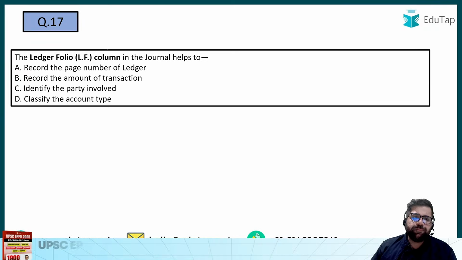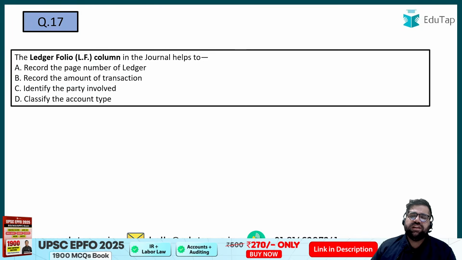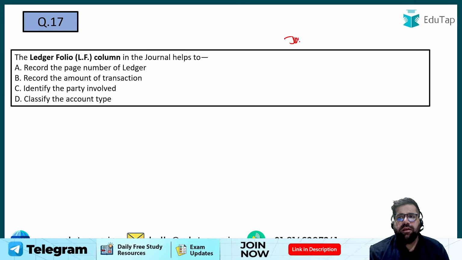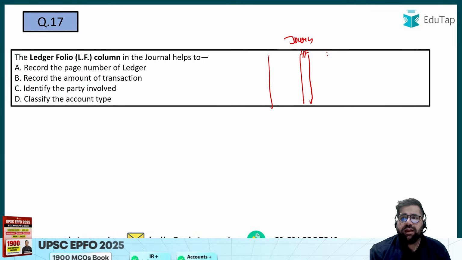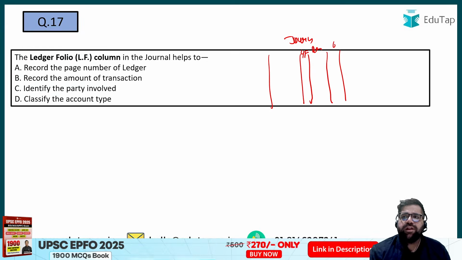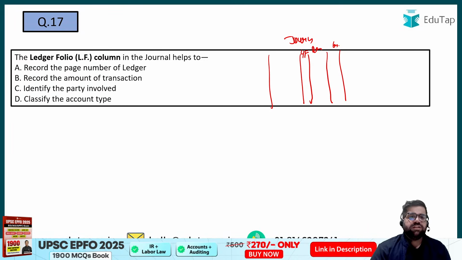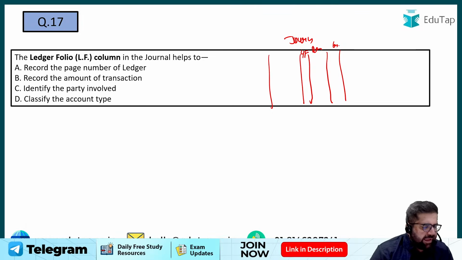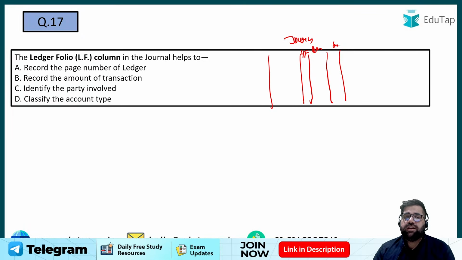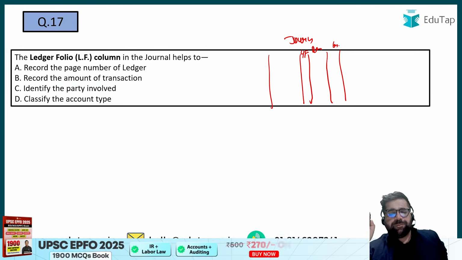Question number 17. The ledger folio column in the journal helps in what? Now we prepare a journal, right? In the journal, first you have your serial number, then you have particulars, then you prepare an LF column, ledger folio, and then you prepare two more columns, debit amount and credit amount. So tell me what LF stands for. LF is, I would say, ledger folio. Ledger folio stands for what?